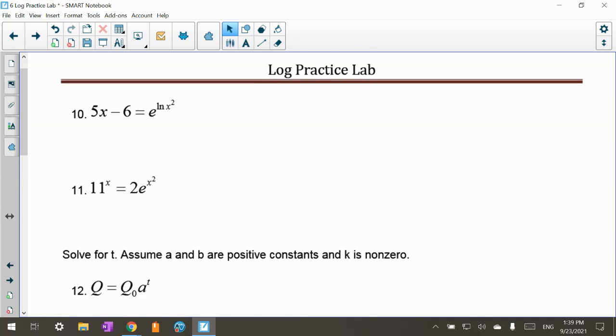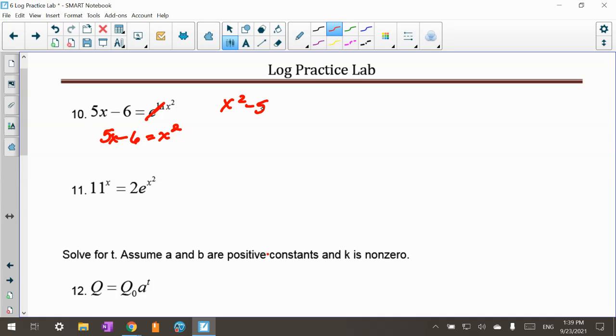So here's number 10. I have 5x minus 6 equals e to the ln x squared. Well, this one's a cool one, and right off the bat, e to the ln, I can say thanks for playing. So really, this equation is just a plain old quadratic: 5x minus 6 equals x squared. So I'm going to call it x squared minus 5x plus 6 equals 0.